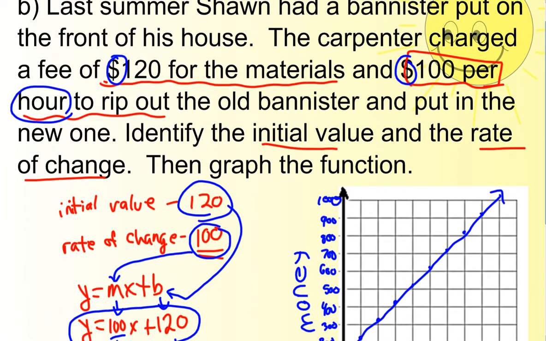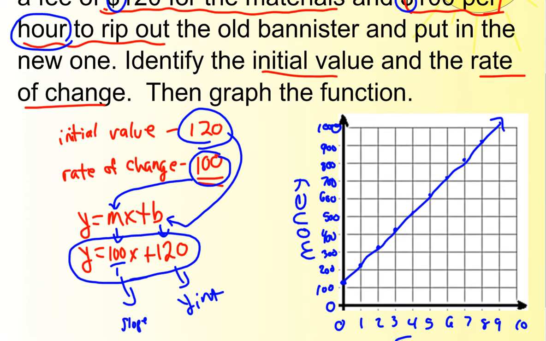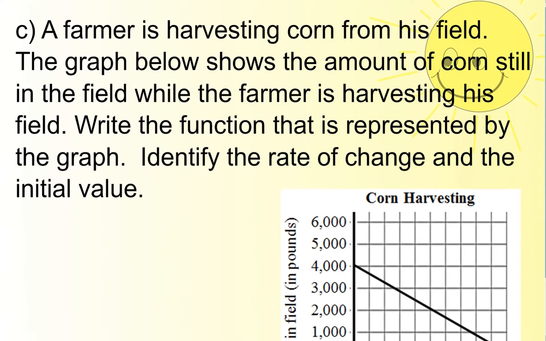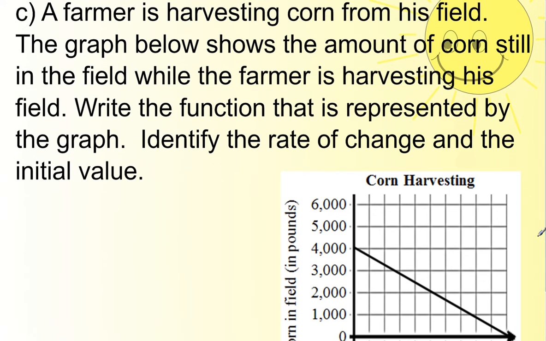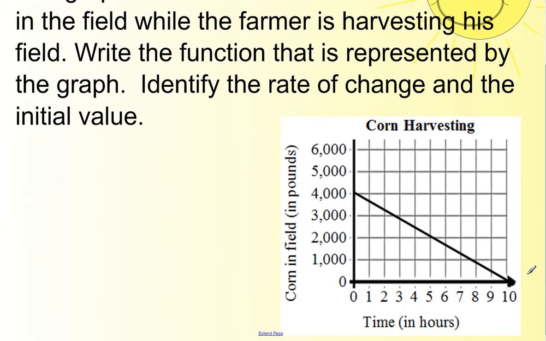And that was letter B. Letter C. A farmer is harvesting his corn from his field. The graph below shows the amount of corn still in the field while the farmer is harvesting his field. All right, let's look at the graph. So corn left in the field in pounds and time. Write the function that is represented by the graph. Identify the rate of change and the initial value.